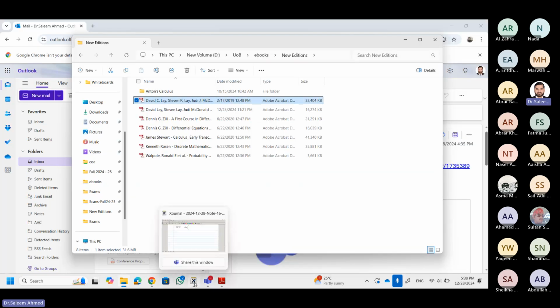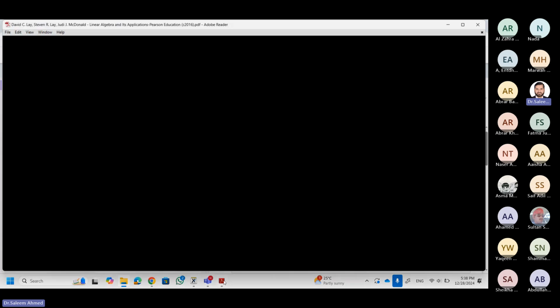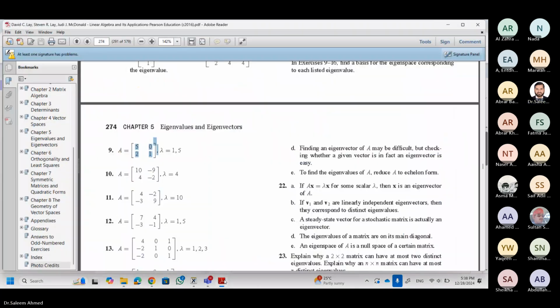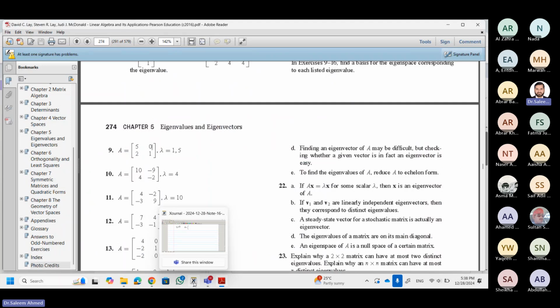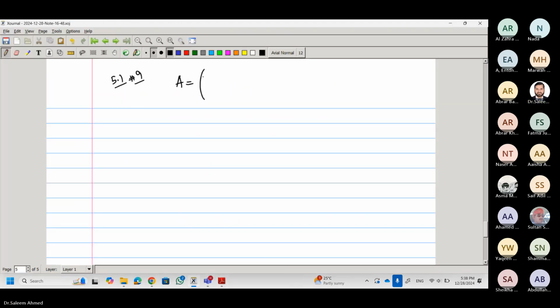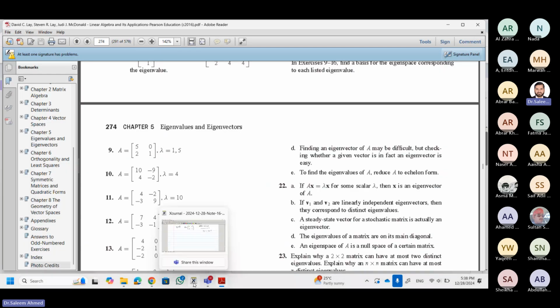Let's say this matrix is given at the beginning, 5 0 2 1. You can find the eigenvalues 1 and 5. If you write determinant of A minus lambda I, put it equal to 0, whatever polynomial you get, solve it, you will get lambda 1 and lambda 5. Okay, so they gave you, but definitely it's not difficult.